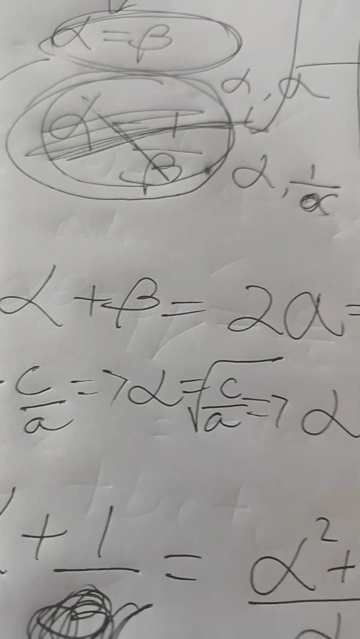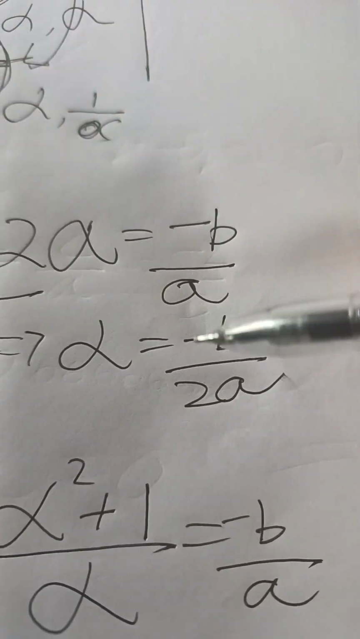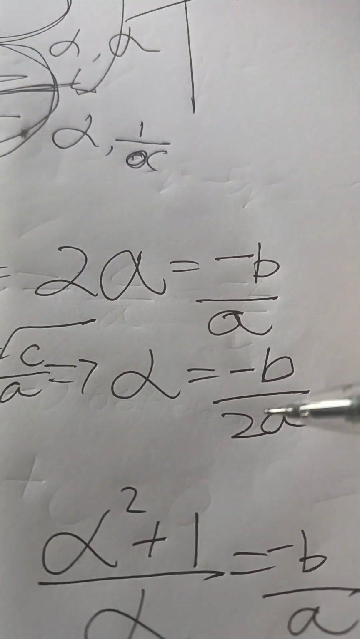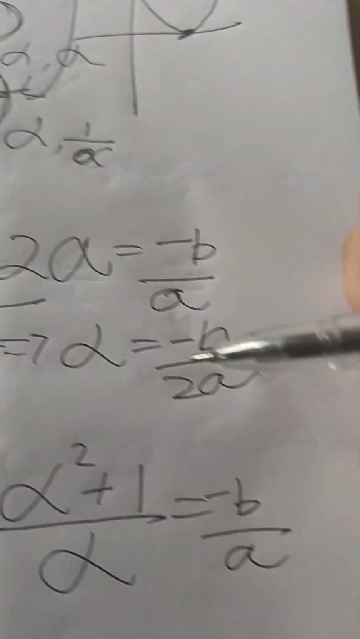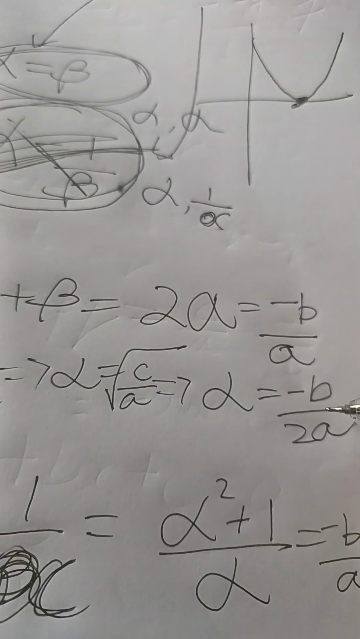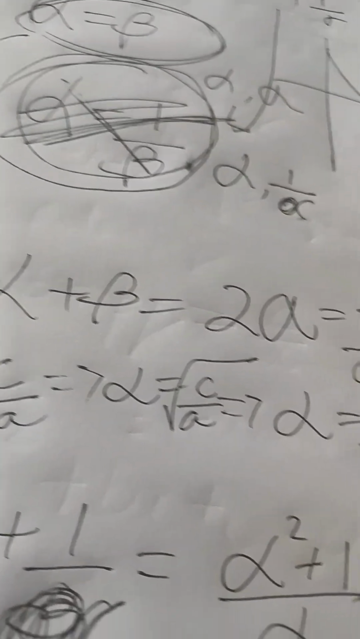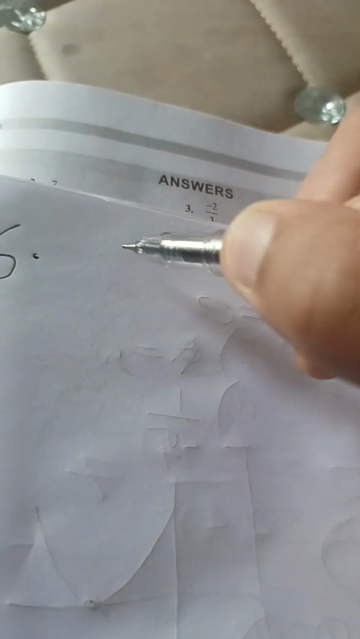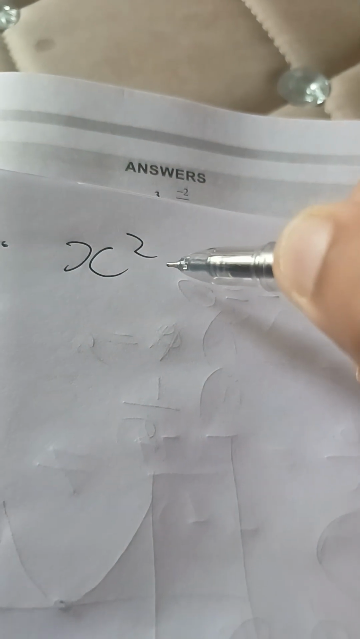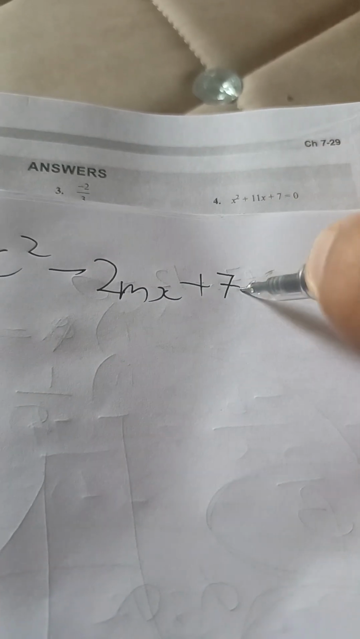Yeah, so alpha is equal to root c by a, and it is also equal to minus b by 2a. That's unfortunate. It's hard calculation. Okay guys, let's just do 6 again with all the stuff that I know. This is the equation: x squared minus 2mx plus 7m minus 12 equal to 0.